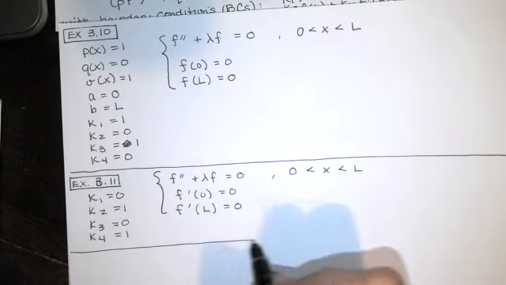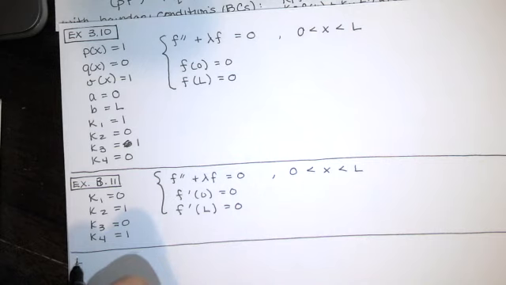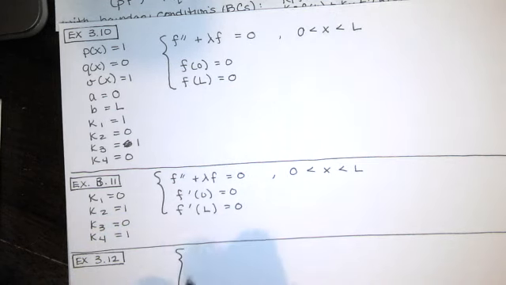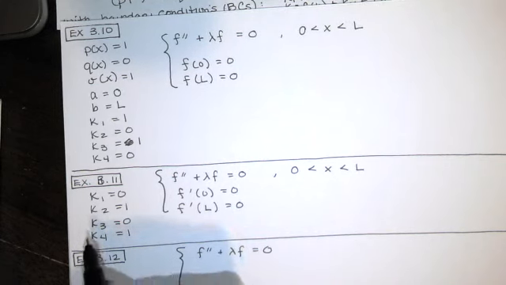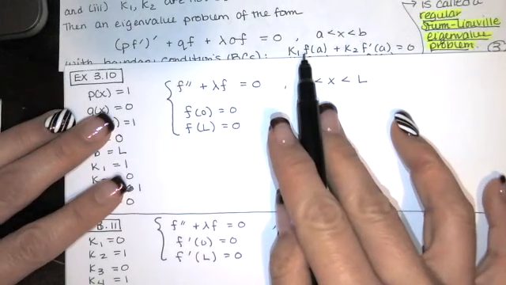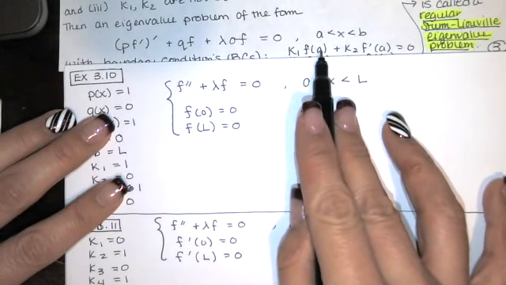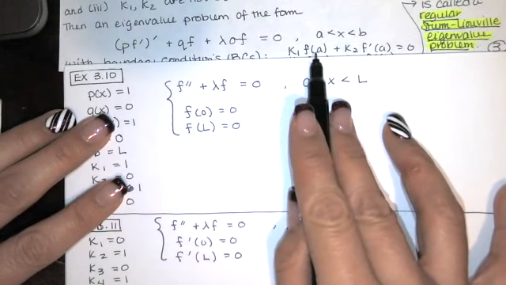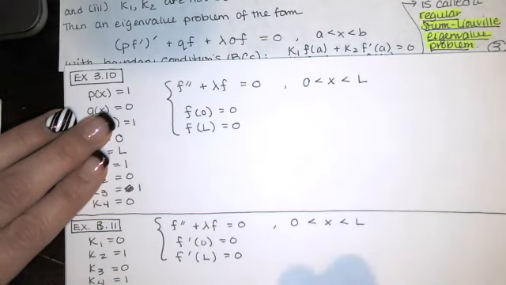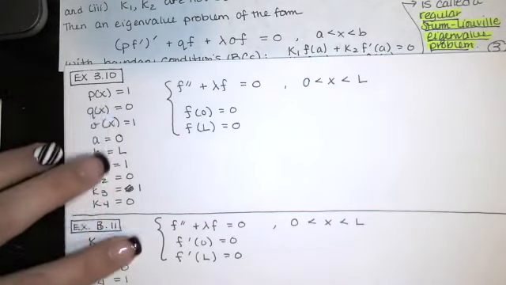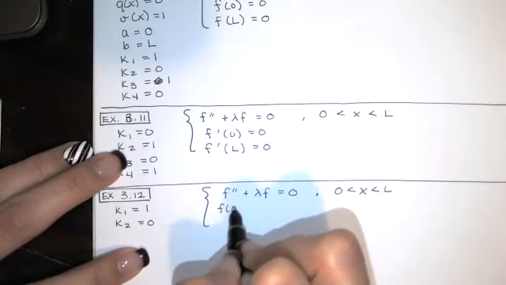Okay. Now let's change the boundary conditions again. Same differential equation. This time though, we want kappa sub 1 to equal 1 and kappa sub 2 to equal 0. So going up here, that's still going to give us 1 times f of 0, or f evaluated at the left endpoint equals 0. And the left endpoint is 0. So that's going to give us f of 0 equals 0.